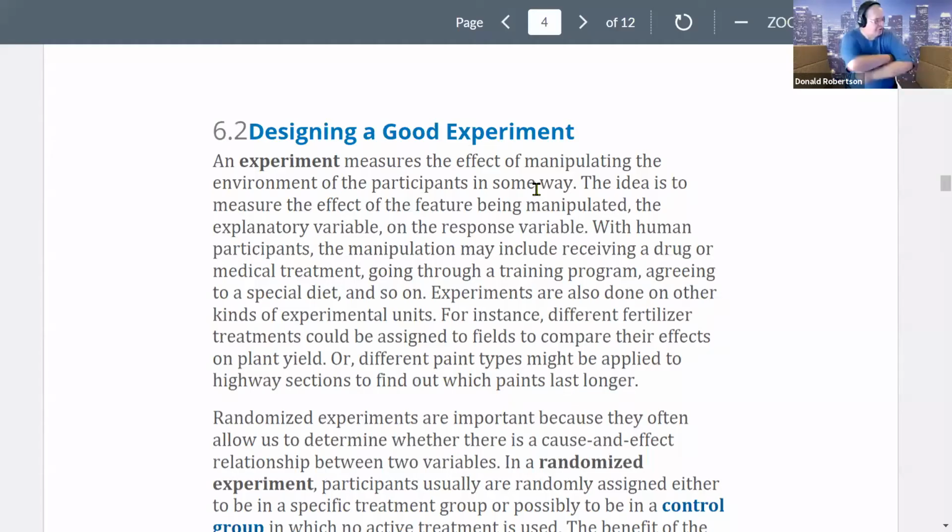Okay, let's move on, guys. I think we needed that. I needed that break anyway. So we're on to 6.2, designing a good experiment.